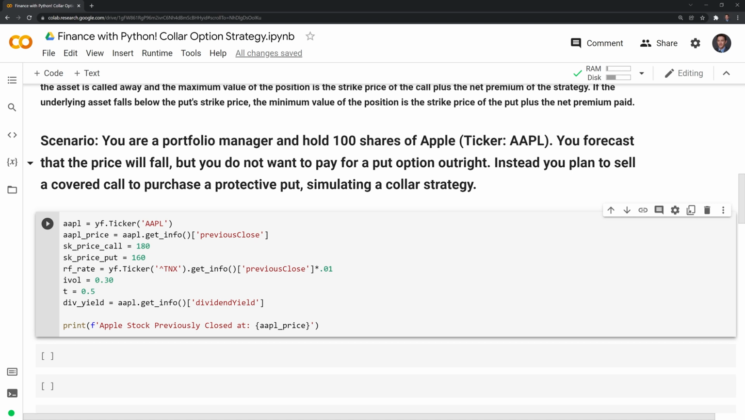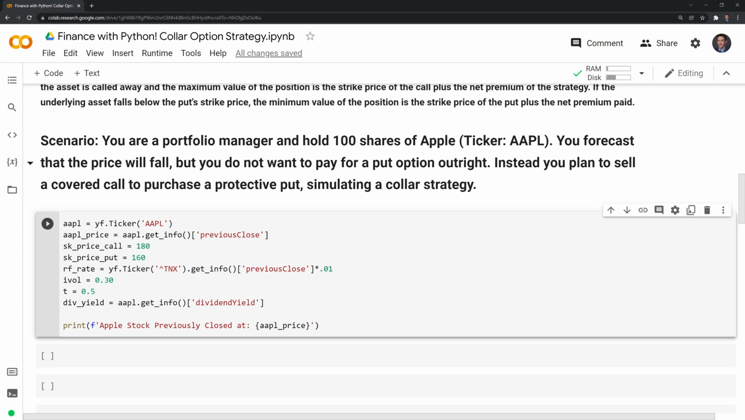We're going to set the strike price of the call at $180, which is out of the money, because anytime the strike price is above the current stock price, that is out of the money. Same thing for the put option within our scenario. It is out of the money because the strike price, $160, is less than the current stock price, which is $172. For our risk-free rate, we'll use the 10-year treasury note.